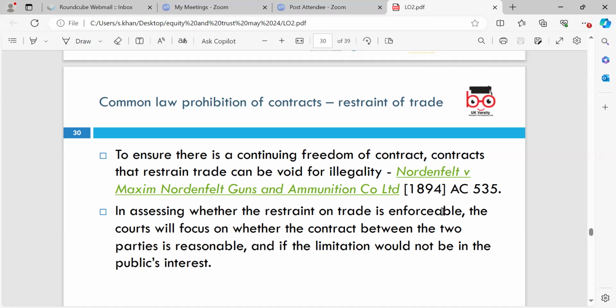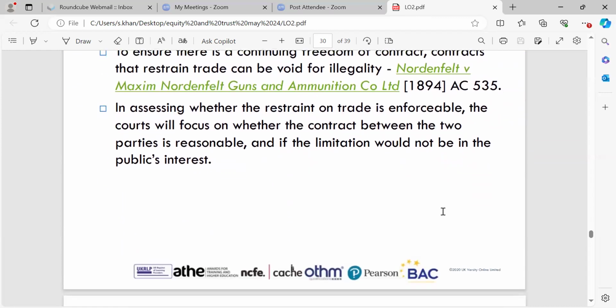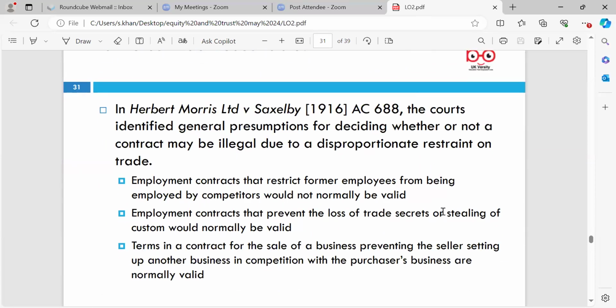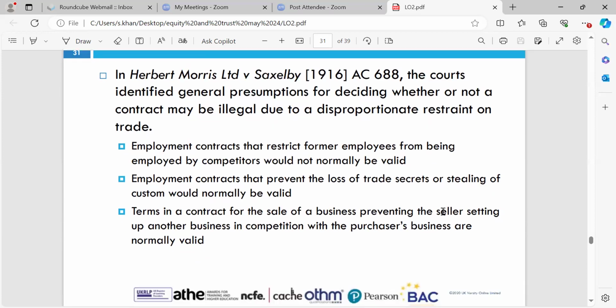In assessing whether the restraint of trade is enforceable, the courts focus on whether the contract between the two parties is reasonable and whether the limitation would be in the public's interests. Is the contract reasonable? In the case of Herbert Morris and Saxelby, the courts identified general presumptions for deciding whether or not a contract may be illegal due to disproportionate restraint of trade, such as employment contracts that restrict former employees from being employed by competitors would normally be valid.